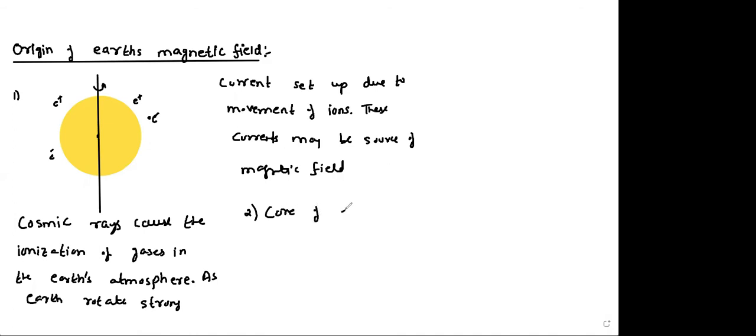Core of Earth is molten and hot. At the core, the temperature is so high that even the iron present within the core gets liquefied. So the core has iron and nickel in the liquid state.